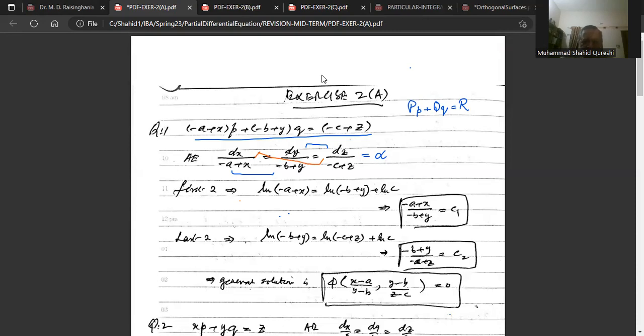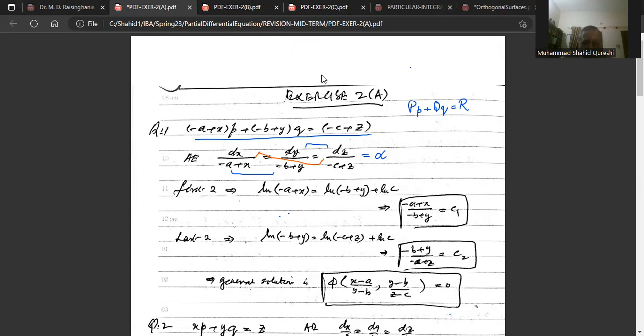So we can take any of the pairs, for example the first two pairs, and we will have dx upon minus a plus x is equal to dy upon minus b plus y. And the integrals can be directly written. For this, it is ln of x minus a. For this, it is ln of y minus b. And there is an arbitrary constant that can be written in terms of ln c.